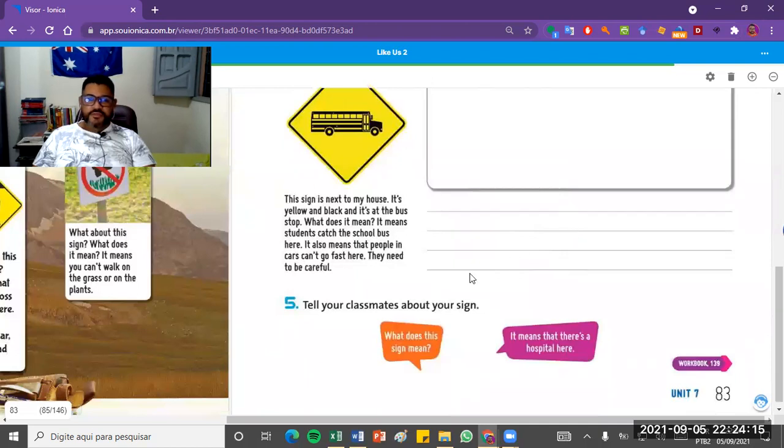Okay, and on 5, tell your classmates about your sign. You can tell like this. What does this sign mean? This is a question. An answer: it means that there is a hospital here. This is an example. Então, são maneiras de perguntar, uma maneira de perguntar e outra maneira de responder com um exemplo. Por exemplo, se a placa for de hospital, ok?